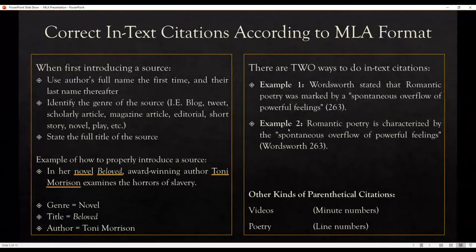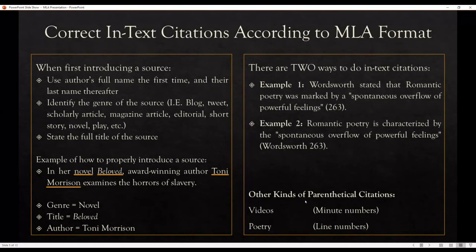However, if you look at example 2, here's how we're using the source, the evidence. "Romantic poetry is characterized by 'spontaneous overflow of powerful feelings' (Wordsworth 263)." Here the parenthetical citation is Wordsworth 263. Since we didn't mention Wordsworth's name in the sentence, we need to include the last name of the source in the parenthetical citation.